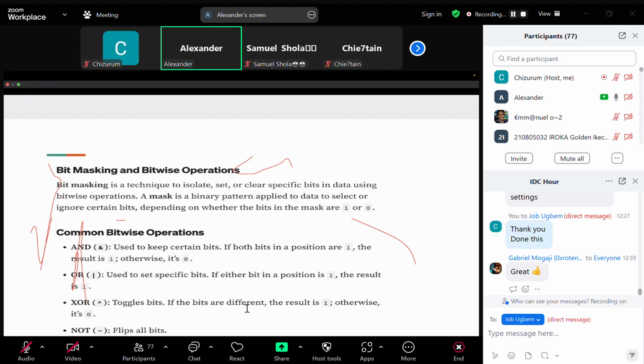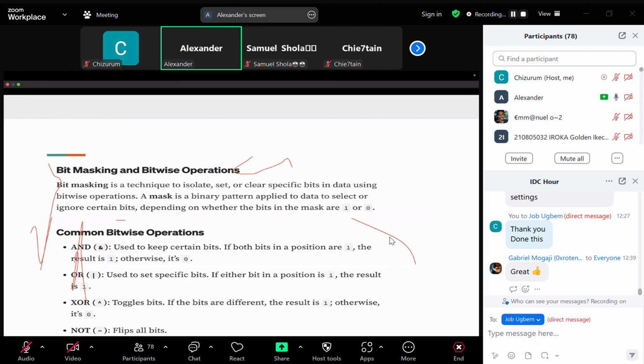Majority of us know some of these operations. We have AND, we have OR, we have XOR, we have NOT. I won't go into the nitty-gritty of what these are, but they are used to set certain bits and all that.